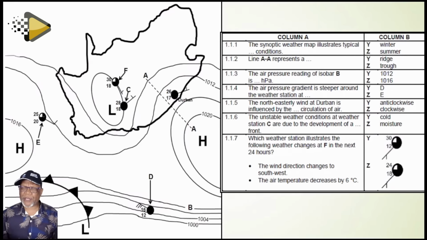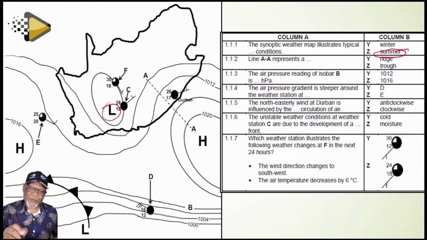So what we have there is a synoptic weather map. The question is, the synoptic weather map illustrates typical conditions. What is it, winter or is it summer? Now you have to interpret this. What do you see here? You see L in the center, which means the temperatures are high. So this will be a typical summer condition.